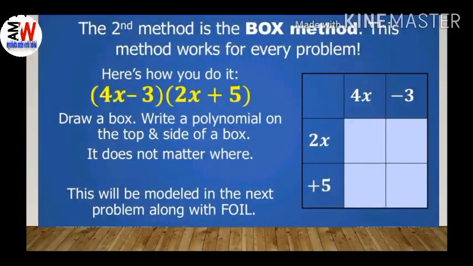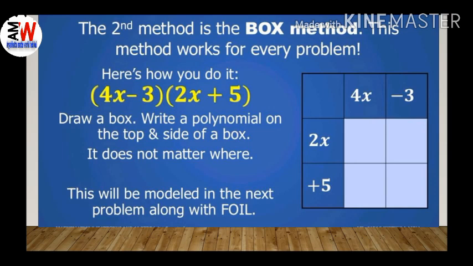Next we move to the second method, called the box method. This method works for every problem. By multiplication of two binomials we have to apply the box method. See here, the binomials are 4x minus 3 and 2x plus 5. Draw a box and write a polynomial on the top side of the box.